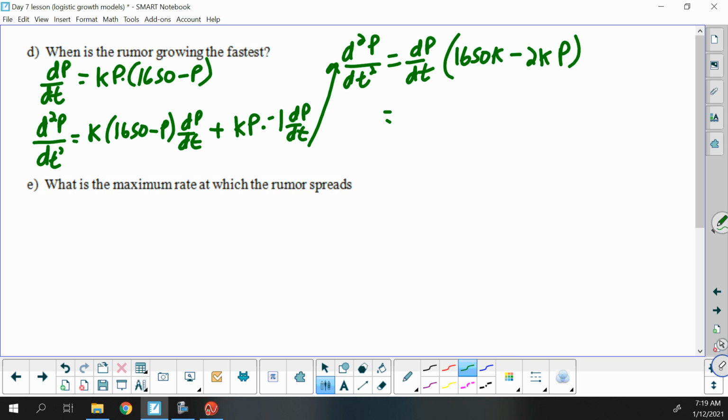And then we can refill in for dp over dt, because we know from the beginning that that was kp times 1650 minus p, and then we've got the other part. So we've got 1650k minus 2kp. And now we'll set that derivative equal to 0.